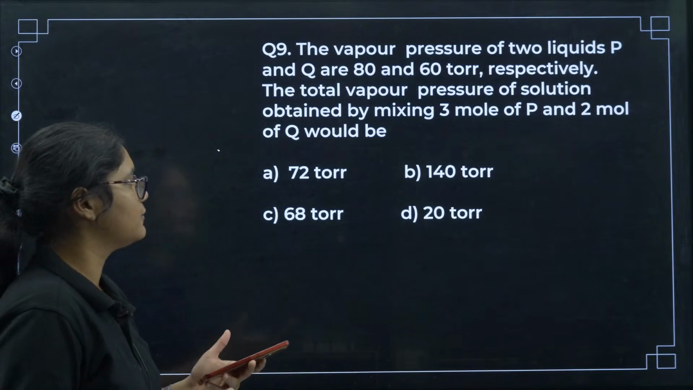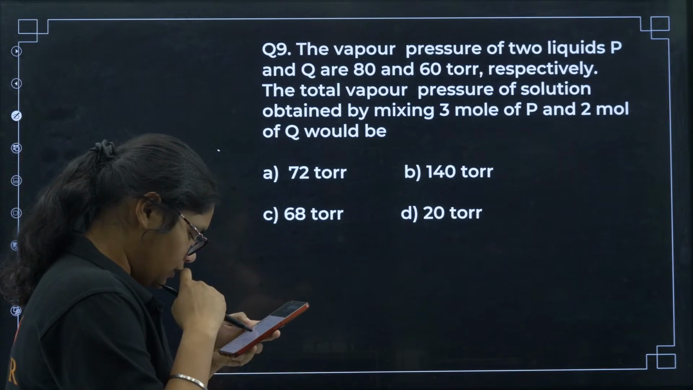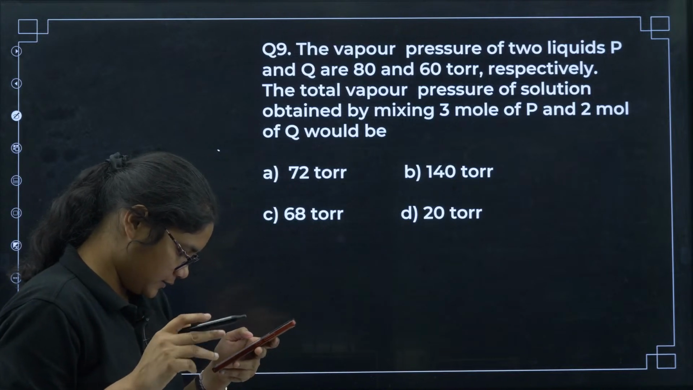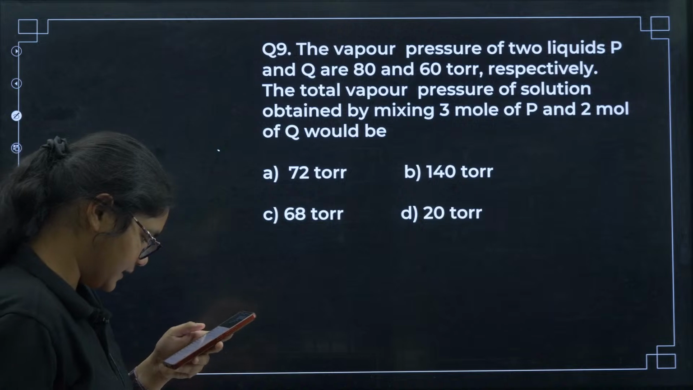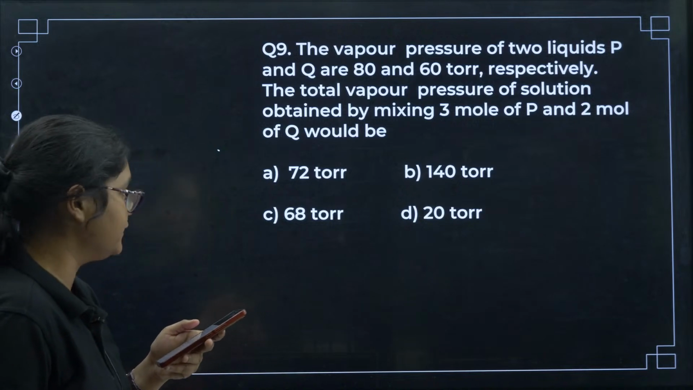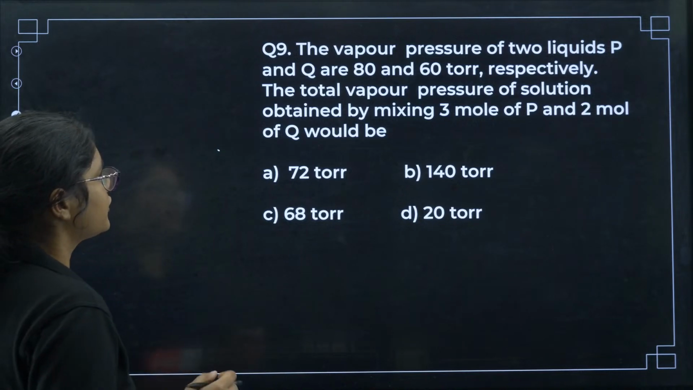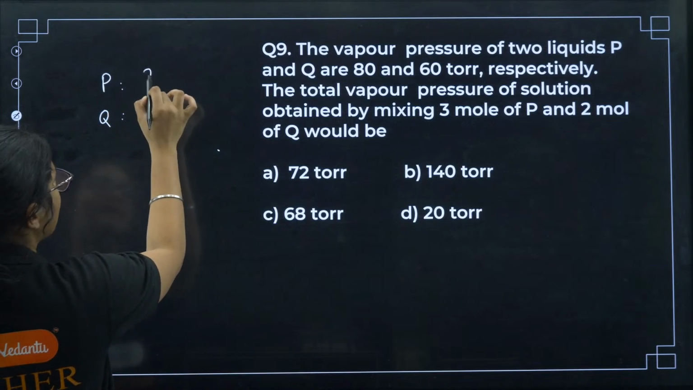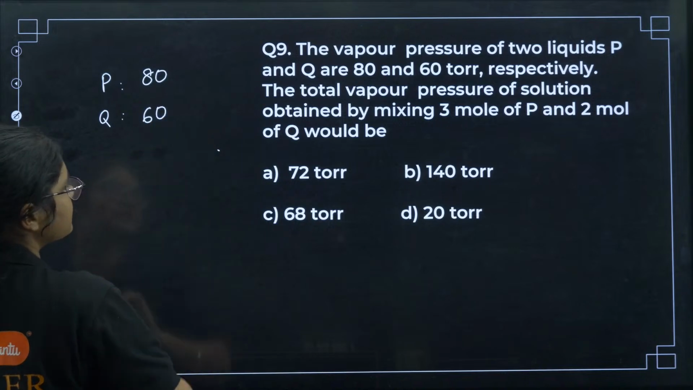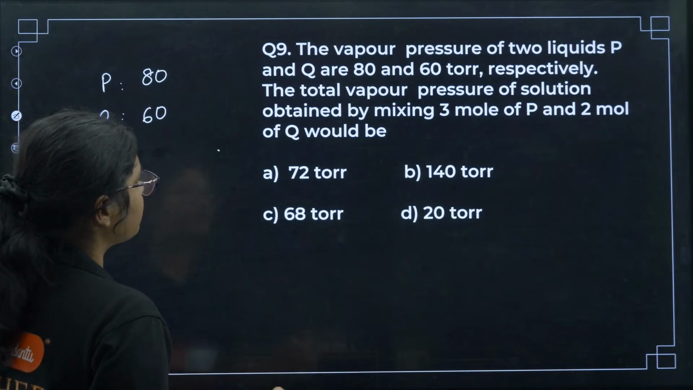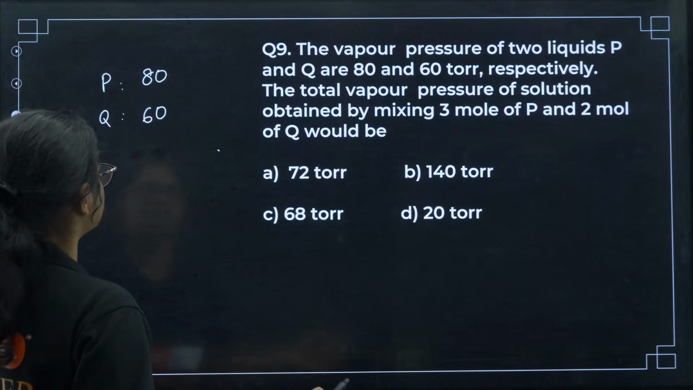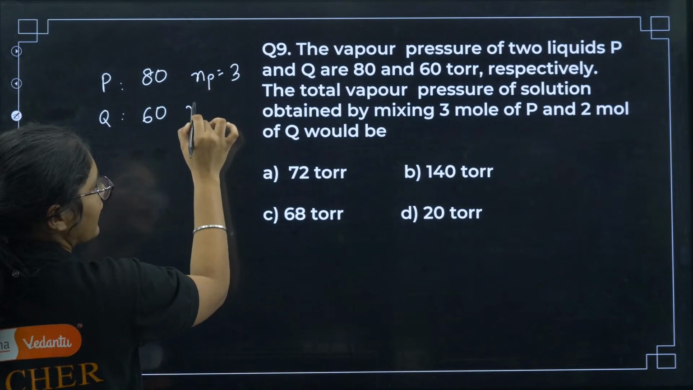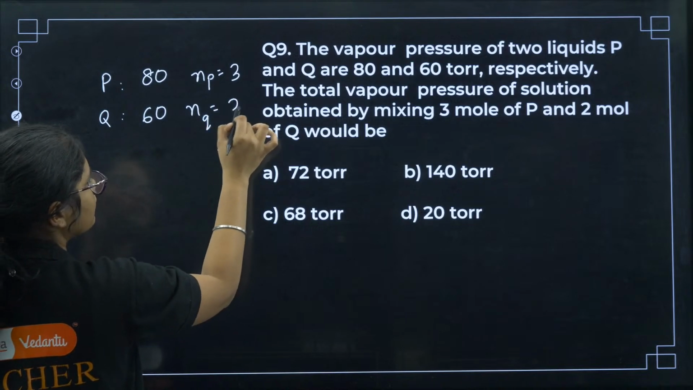So what will that produce? Okay, can you calculate this one? Very easy, all of you start calculating. So you have two liquids P and Q. Okay, P is having 80 torr and Q is having 60 torr. Now the total vapor pressure by mixing 3 moles of P, and you have 2 moles of Q.